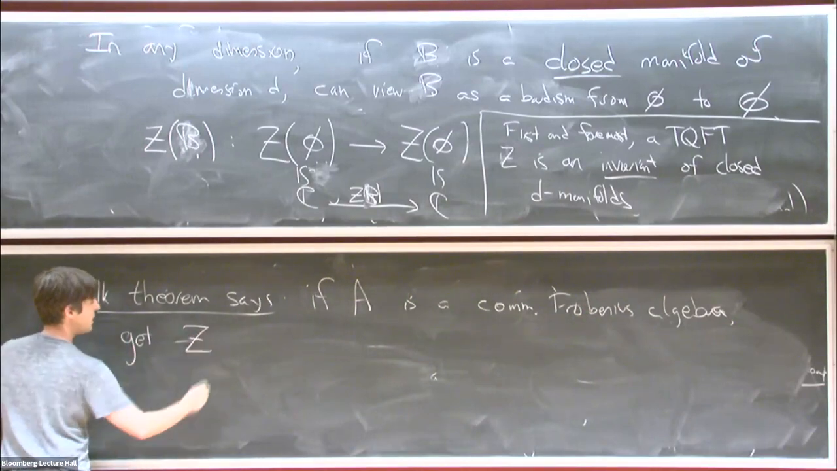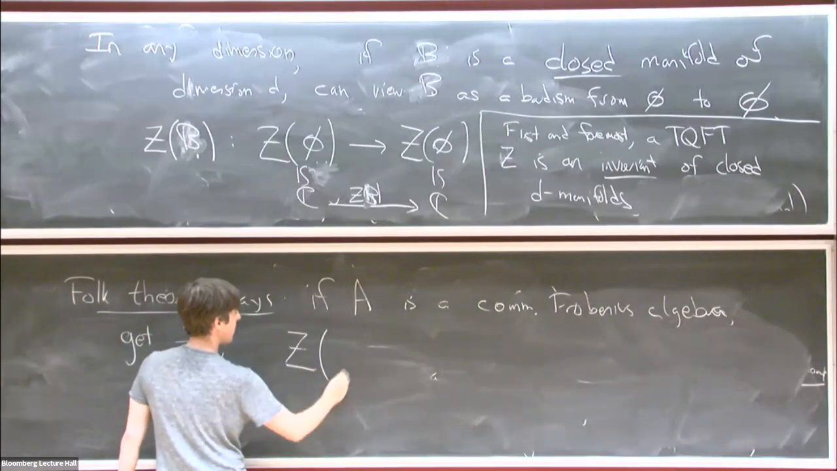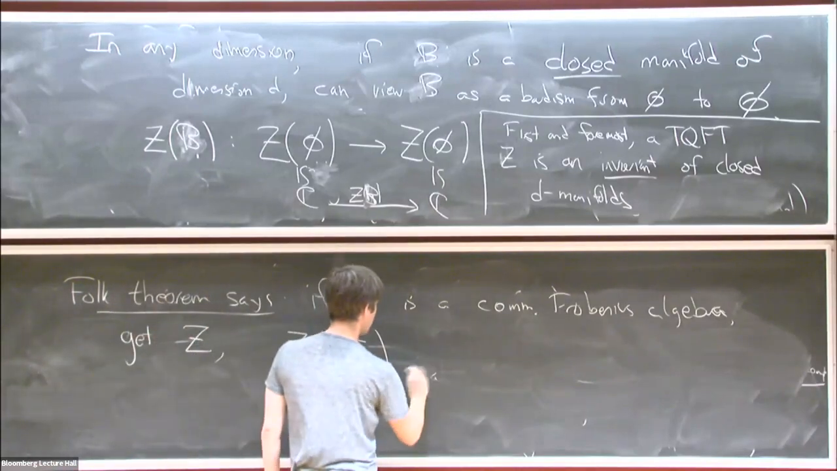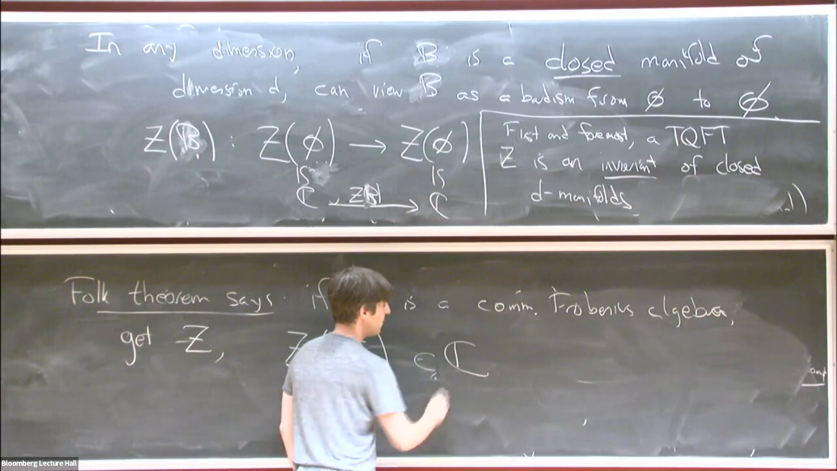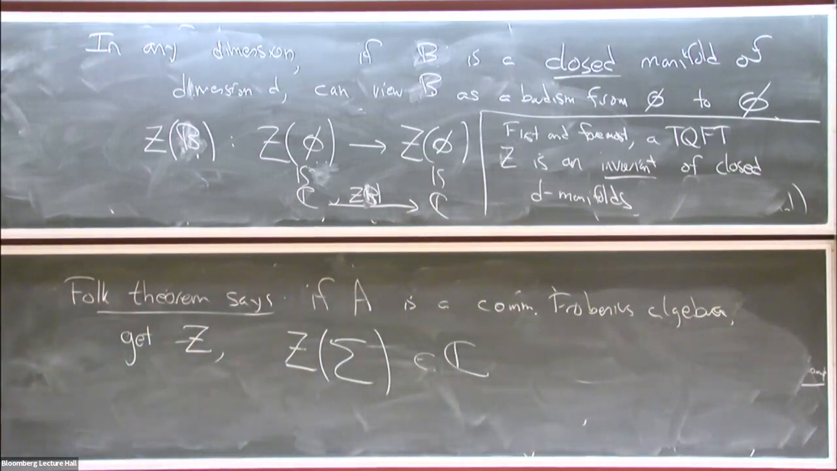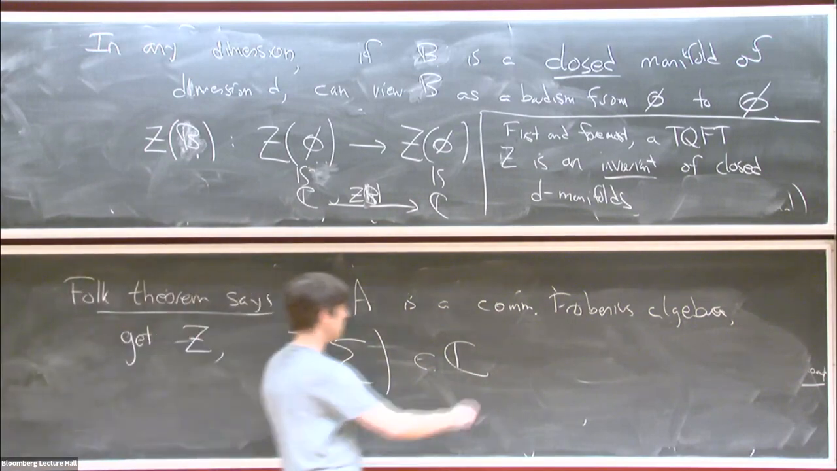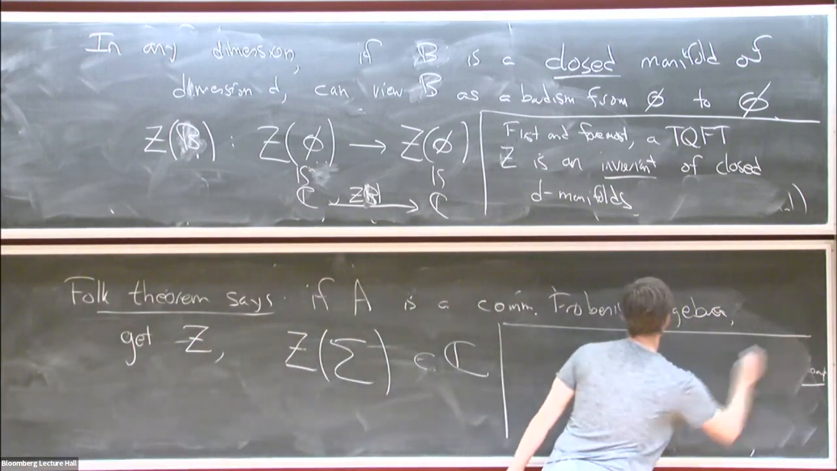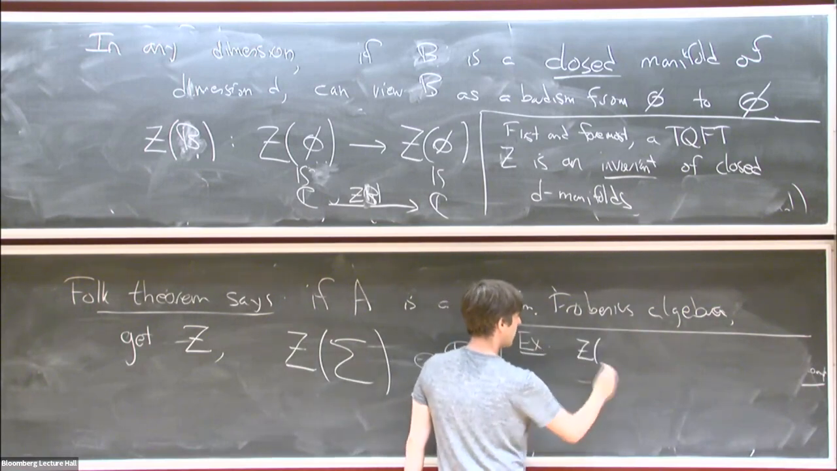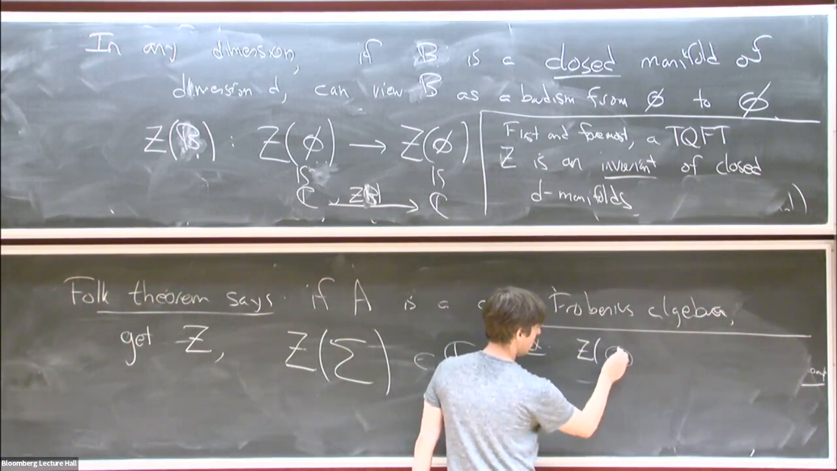Comes from a TQFT Z, and then I can evaluate Z on a surface sigma, and I get some number. And we understand what closed surfaces look like pretty well. A closed surface which is connected is just determined by its genus. So here are some examples.